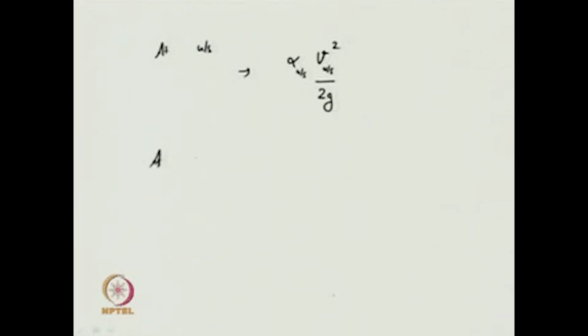Similarly, at the downstream section, the corresponding head will be alpha ds v ds squared by 2g. So, once you have these quantities, now you require to use these two heads in the energy slope. You have already determined the energy slope earlier. So, that was the first approximation.